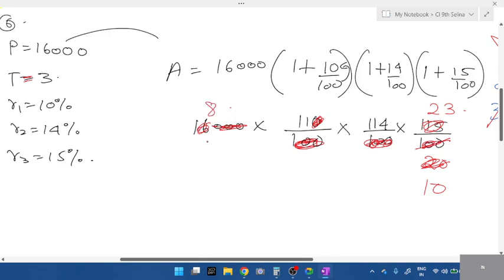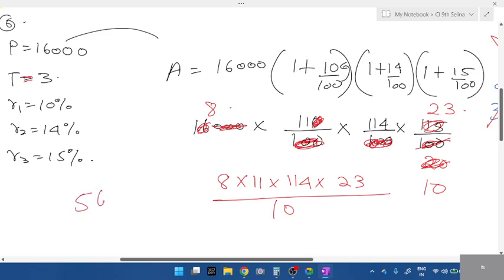Is this clear? So denominator, see, there is 10. Numerator, what is left? 8 into 11 into 114 into 23. Divided by, what's the denominator? 10. See, whenever we have 10, hundreds and 1000, I taught you the shifting method, students. If I write 567 divided by 10, how do you use the shifting method? What do you write? From this extreme, 1 point. What's the answer? 56.7.